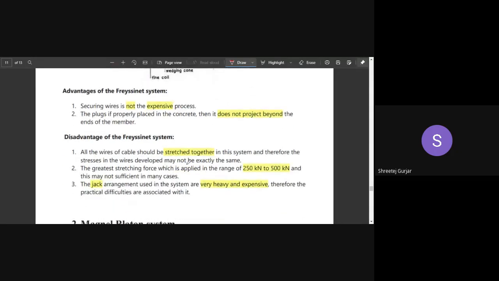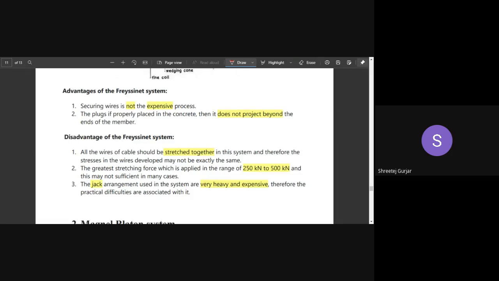Coming to disadvantages, we can see there are more disadvantages than advantages of the Fresnel system. Coming to the first disadvantage, as I've told you, all the wires are stretched together. All the 12 wires or strands are stretched together at a time by using the Fresnel double acting jacks. So what happens? Stresses are developed in the steel wires. When we tension them at once, the stresses developed are not the same in all the wires. So that is one disadvantage.